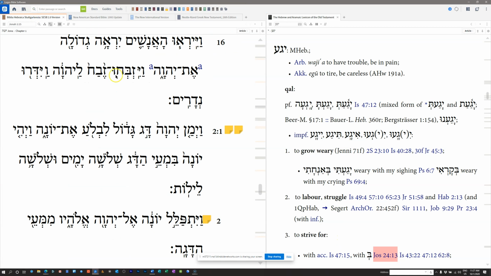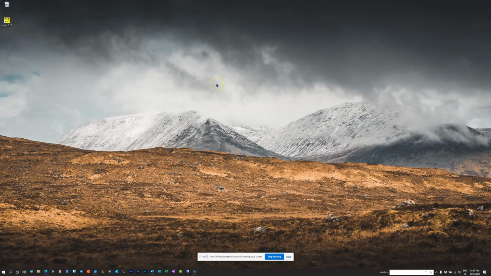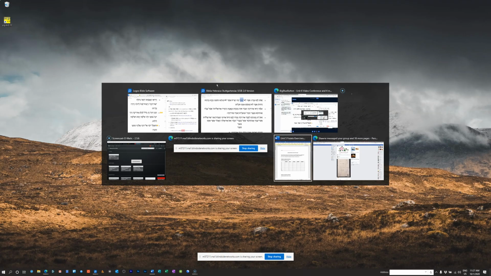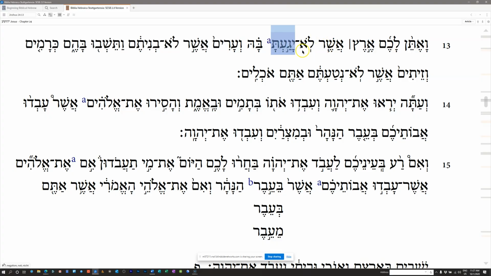So, where am I at here? There we go. Which you did not work, you did not labor over, basically. I have given you a land which you did not strive for. You did not strive for on it or in it, in that land. The 3fs suffix here referring back to the land.